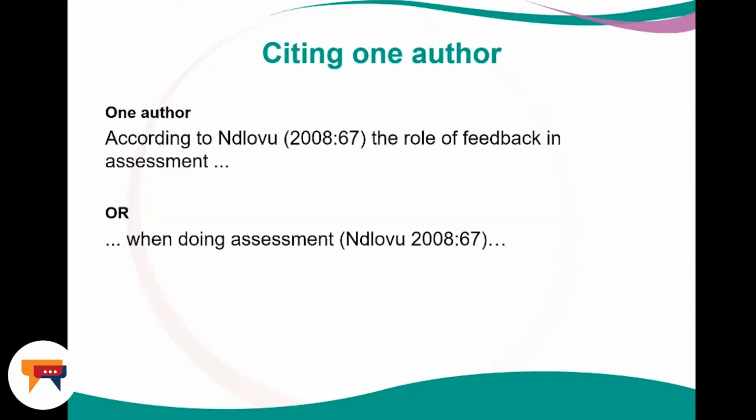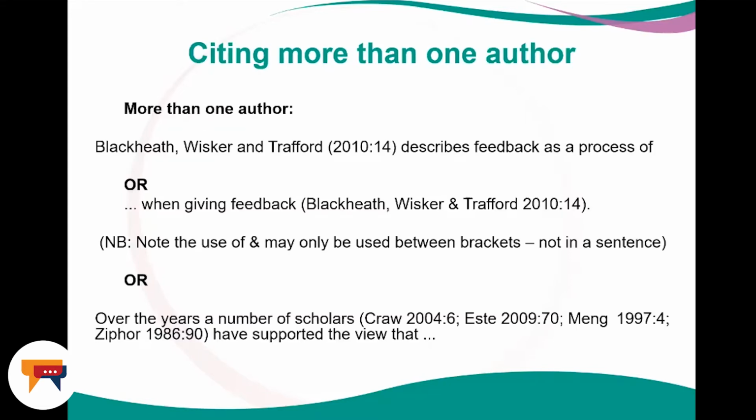When you cite one author, you will have the name and in brackets the date and the page number. And you can either say according to Ndlovu, or you can say when doing assessment Ndlovu, and then you include it in the brackets as well. When you cite more than one author, you will have them in a list. When there are three, you'll have a comma after the first one, and Whisker and Trafford with their date and page number in brackets, or you will have all the information in brackets.